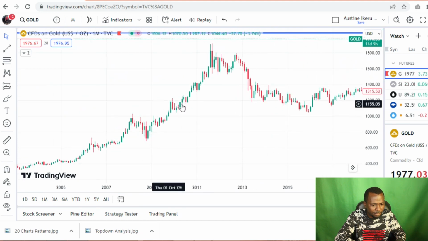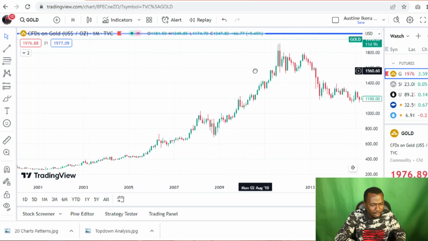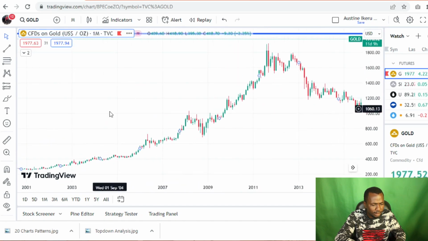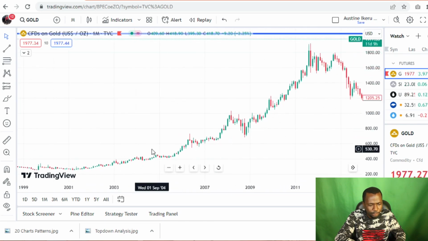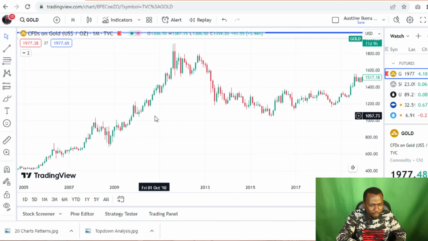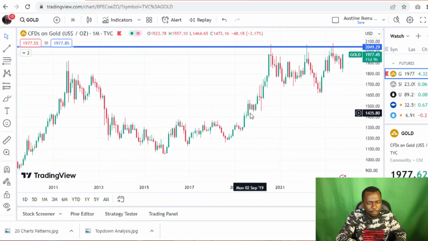This is a monthly time frame, and if you look at the market condition, you see that the trend is up, right? Look at the movement. The monthly time frame is telling you that gold is going up. So now that you have confirmed that the trend is up, so what do you do?